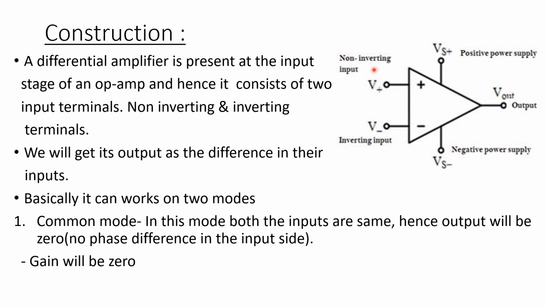For the non-inverting terminal, we get the output in the same phase as the input signal. If we give a signal to the inverting input terminal, then the output will be 180 degrees out of phase with the input signal. That is the difference between these two input terminals.